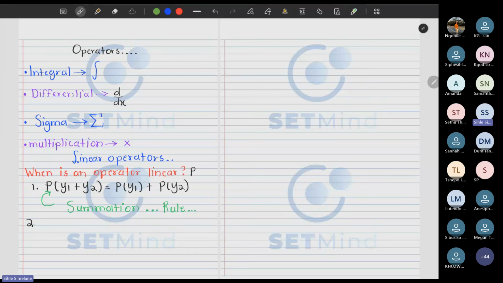Then number 2, what we need to do is to make sure that our P of, let's consider as a scalar, which is alpha, and our operator is acting on Y. You should get the same answer as when alpha is outside and the operator is just acting on Y. This here, we will call it the scaling rule.